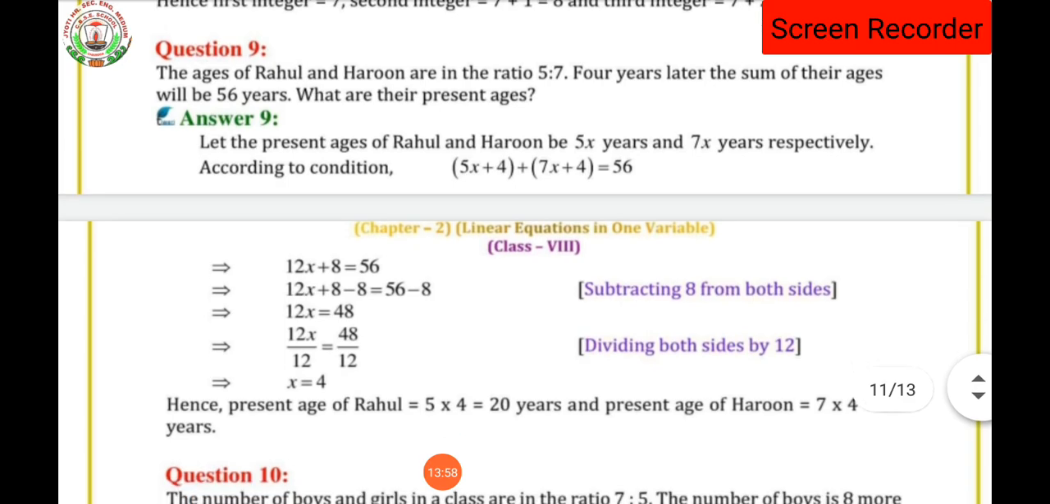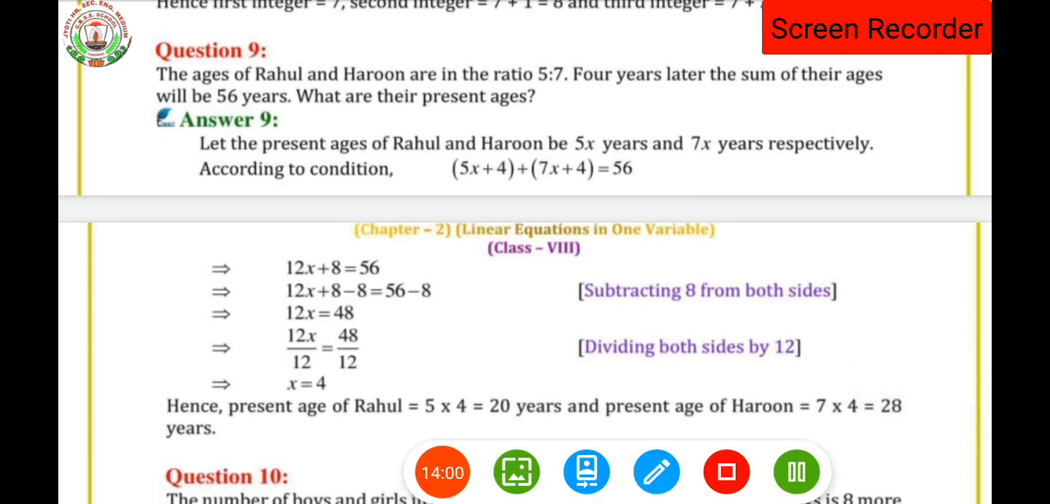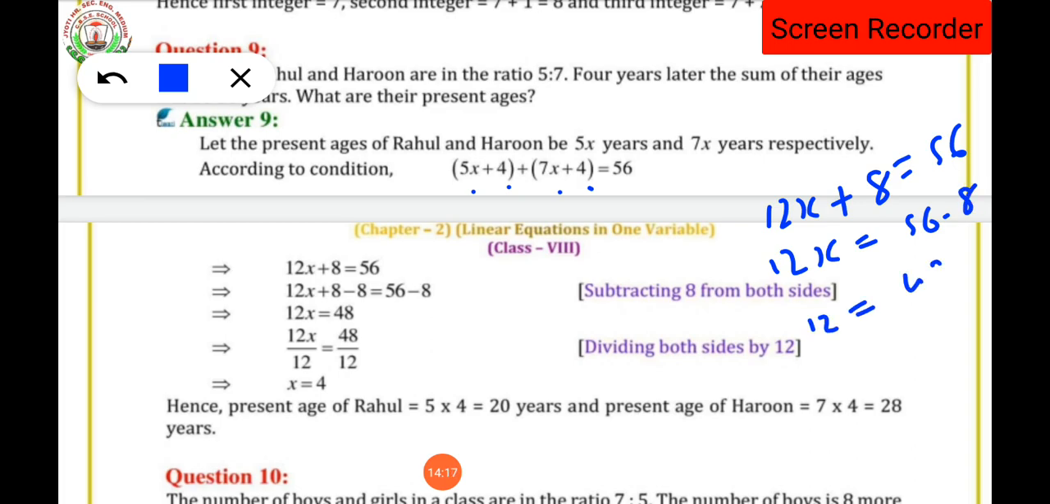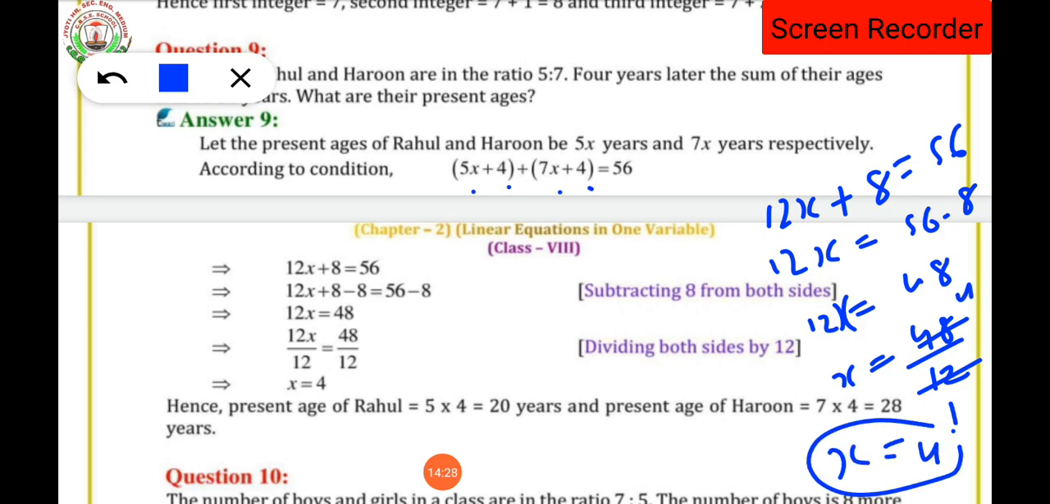Now we have to solve this equation. While solving this equation, what will we get? 5x plus 7x will become 12x. Then 4 plus 4 will become 8, is equal to 56. Now 12x is equal to 56 subtracted by 8. So 12x is equal to 48 and x is equal to 48 divided by 12. So 12 fours are 48. So we get the value x is equal to 4.